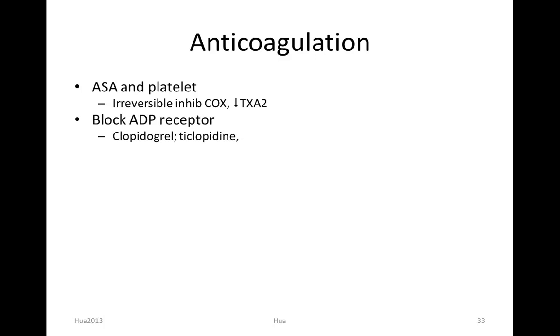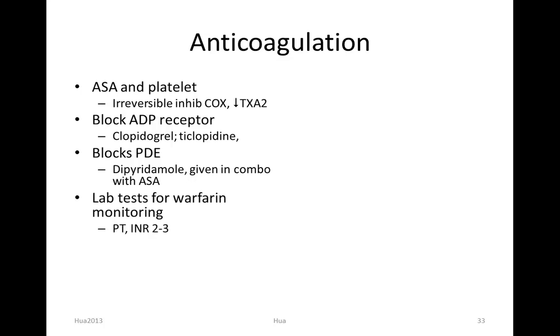Clopidogrel, prasugrel and ticlopidine will block the ADP receptors, adenosine diphosphate receptors, so they also play a role in platelet aggregation. Block phosphodiesterase: dipyridamole, and usually they are given in combination with aspirin, so in a way it is a synergistic effect working on two different mechanisms.